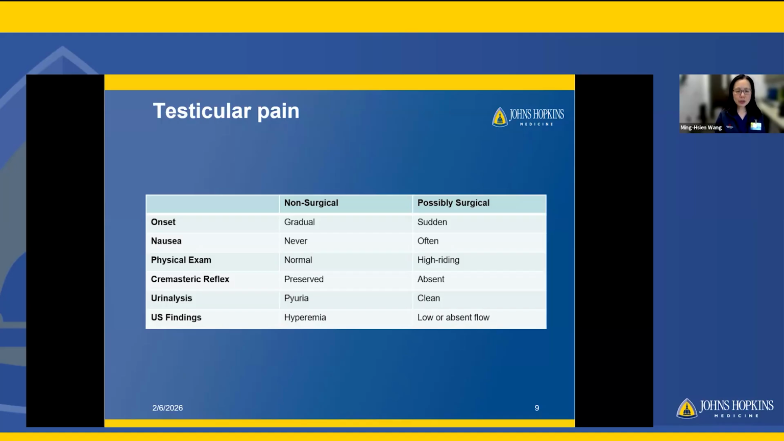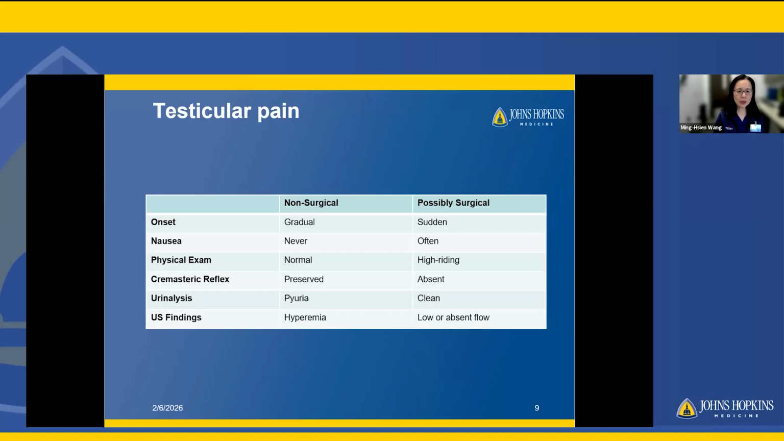So your history and physical at this point is super helpful. Usually you want to ask, when did this start? Was it gradual? Was it sudden? What was going on? Was there any trauma? Was the child hit? Are there any other systemic symptoms such as nausea, vomiting? Anytime you have some sort of systemic symptoms, you have to think more towards torsion.